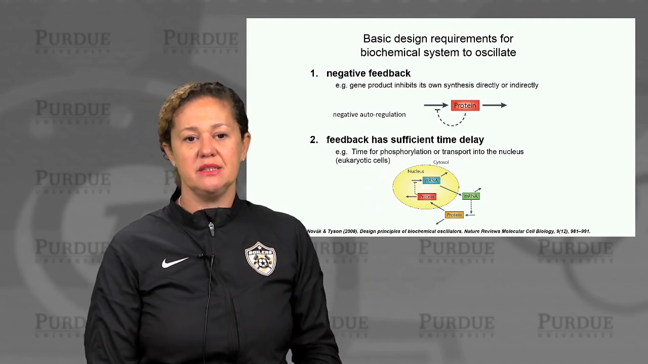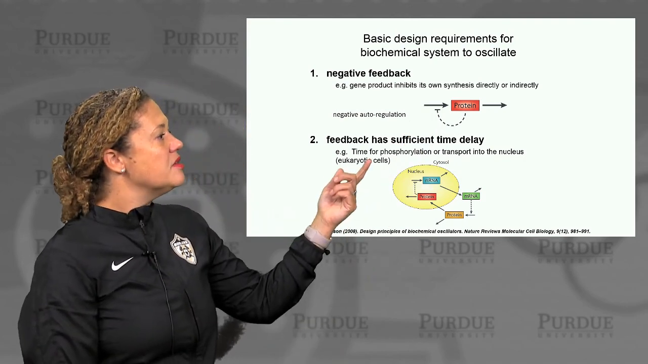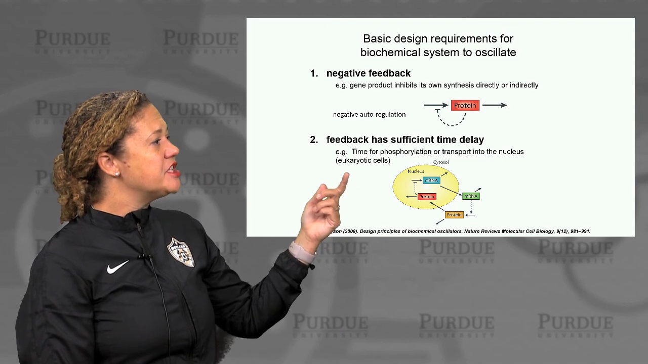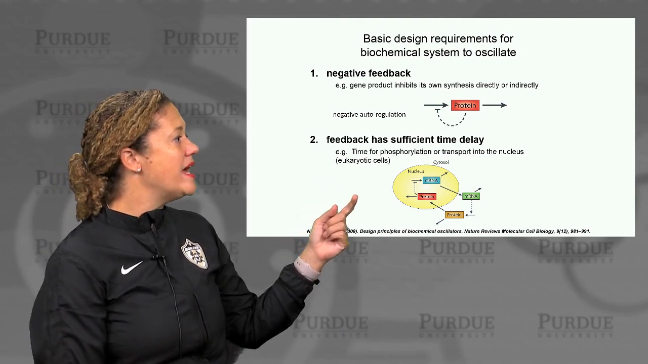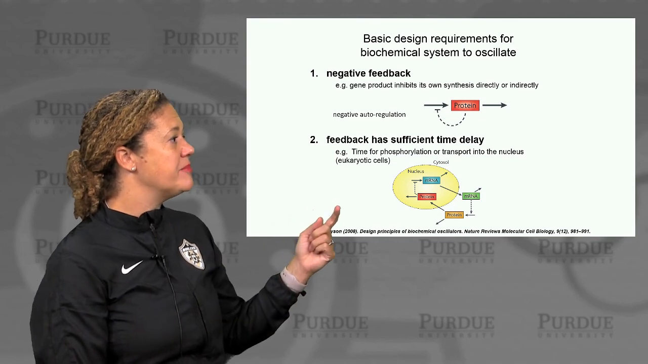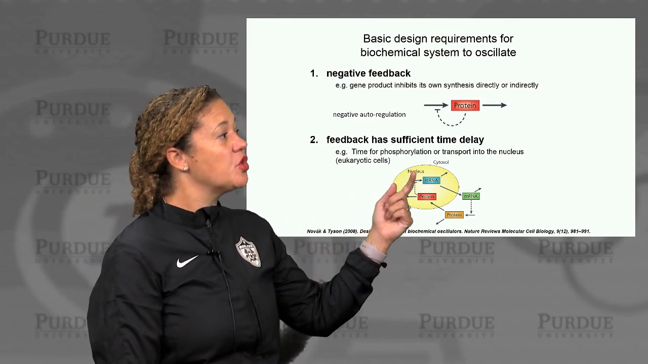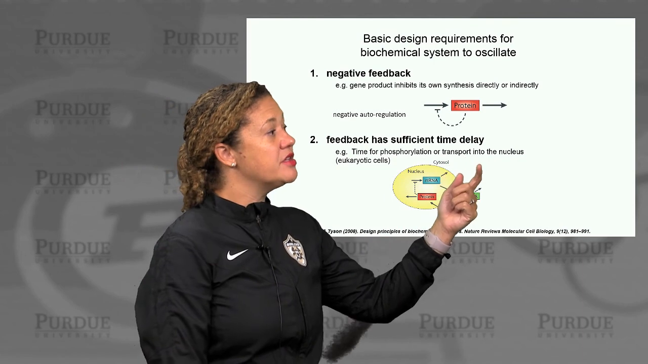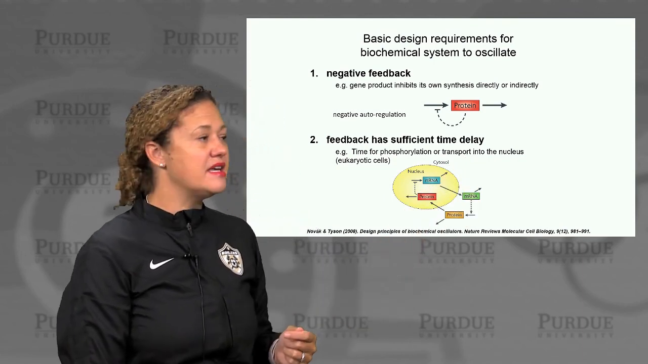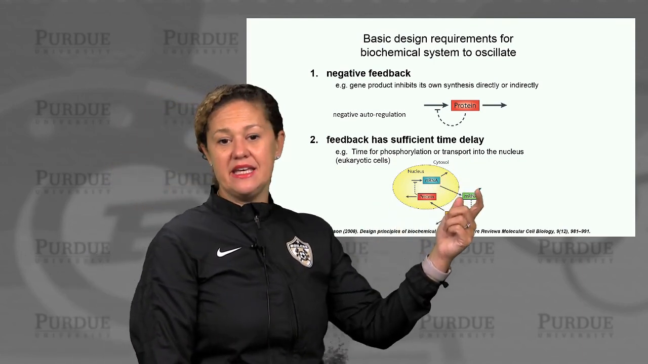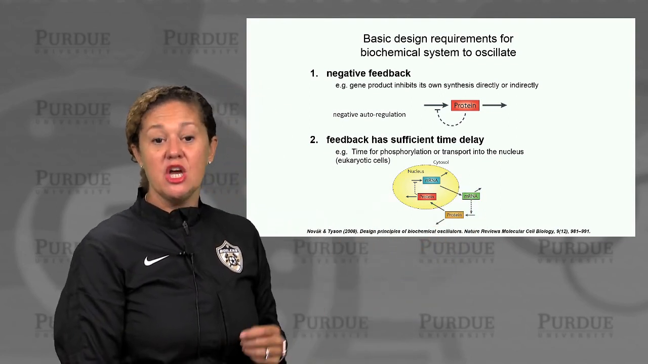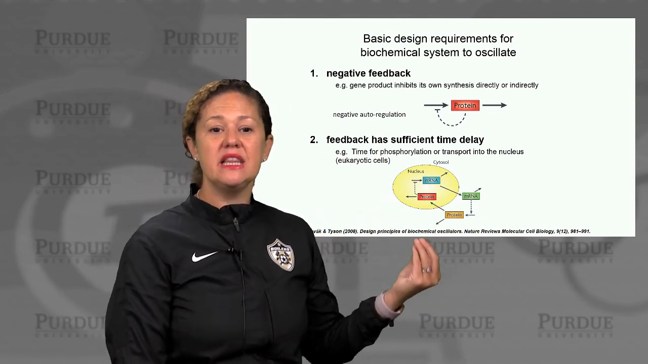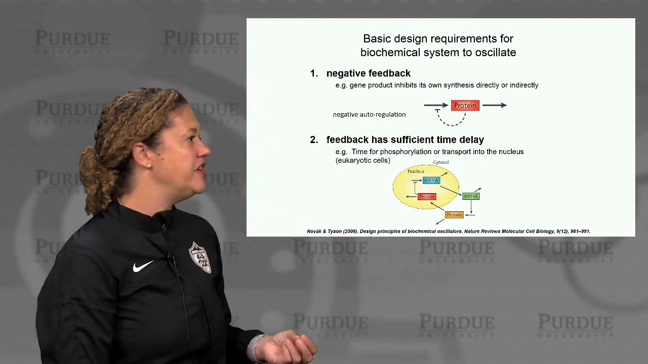own expression. And so looking at having a sufficient time delay in that negative feedback, one way that this could happen would be, for example, time for phosphorylation or transport into the nucleus in the case of eukaryotic cells for that negative effector to have an effect on its own expression. So that would be a way to insert some delay in that negative feedback.